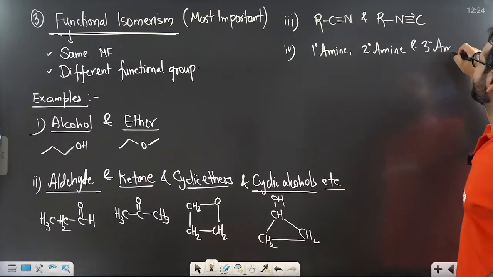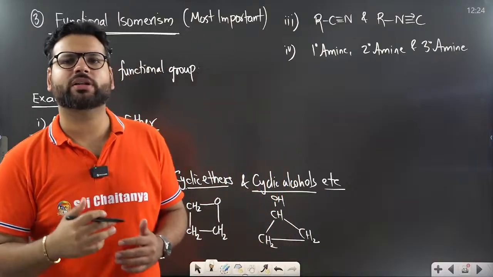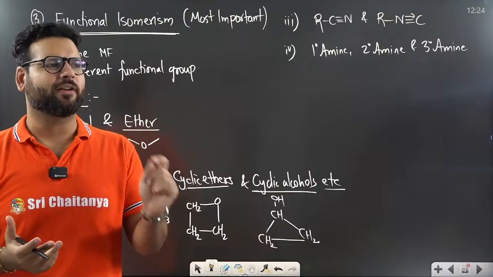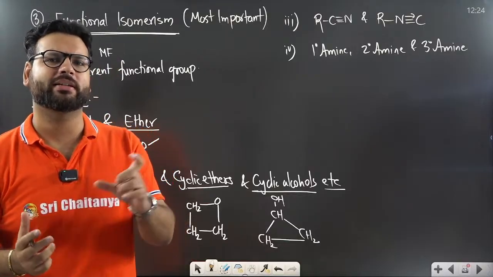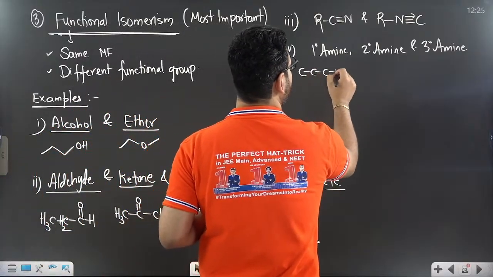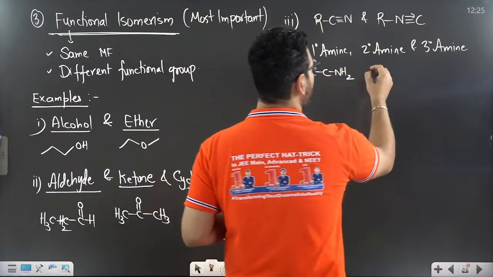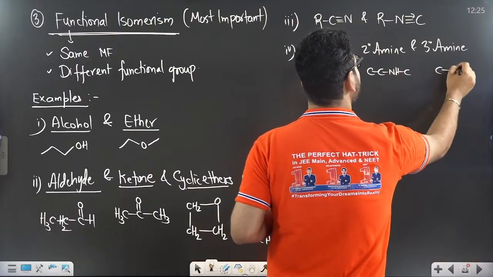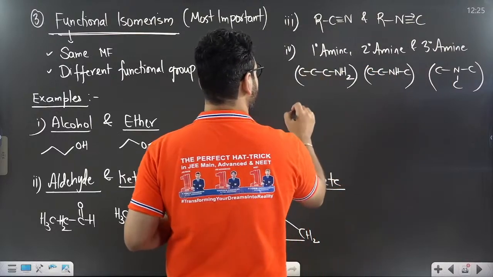Already we have done the examples in the previous class. Primary, secondary, tertiary amines are considered to be different functional groups. Please remember: a primary amine is a different functional group, a secondary amine is a different functional group, and a tertiary amine is considered a different functional group. So we saw the example of C3H9N. We got primary also, secondary also, tertiary also. These are also functional isomers.